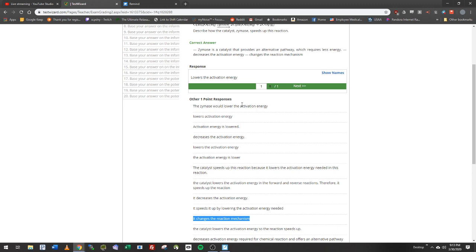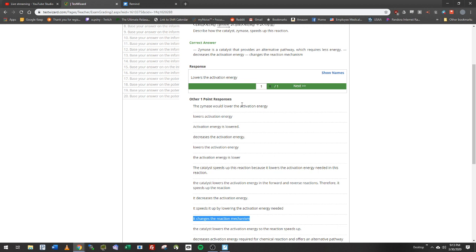Hold on a second. Okay, so I take a look at this and I see phrases that are exactly from the Regents answer key, and I understand that these questions are posted on the website and sometimes there's no other way to see something, so it doesn't surprise me. Some of you wrote, oh, it provides an alternative pathway, or, oh, it lowers the activation energy. Those are phrases that I feel like I drilled in your brain that you should be using.